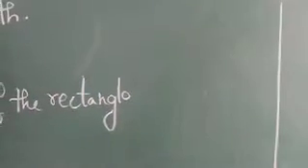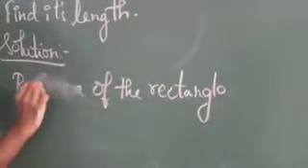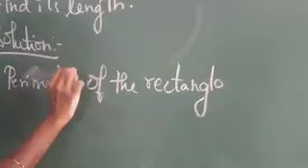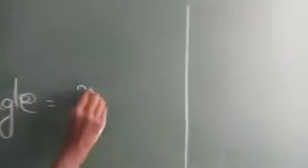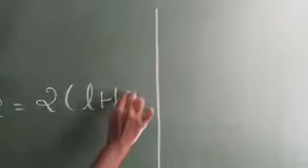So area of the rectangle formula is... perimeter of the rectangle formula. So perimeter of the rectangle formula is 2 into (L plus B).